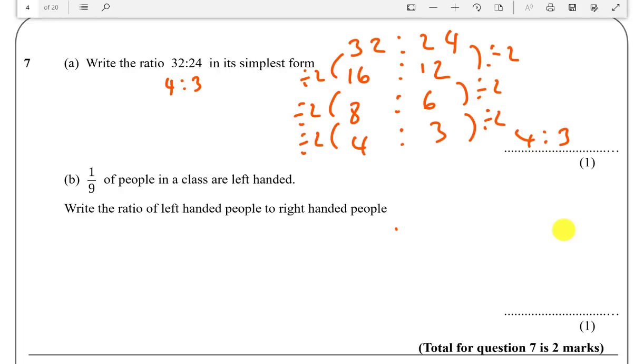Next, question B. 1/9 of the people in the class are left-handed. Write the ratio of left-handed people to right-handed people. So 1/9 of the people in class are left-handed. So that means out of the 9, there are still 8 people who are going to be right-handed, because altogether we have 9. So make sure these two add up to 9. So the ratio of left-handed people to right-handed people is going to be 1 to 8. So the answer is 1 to 8.